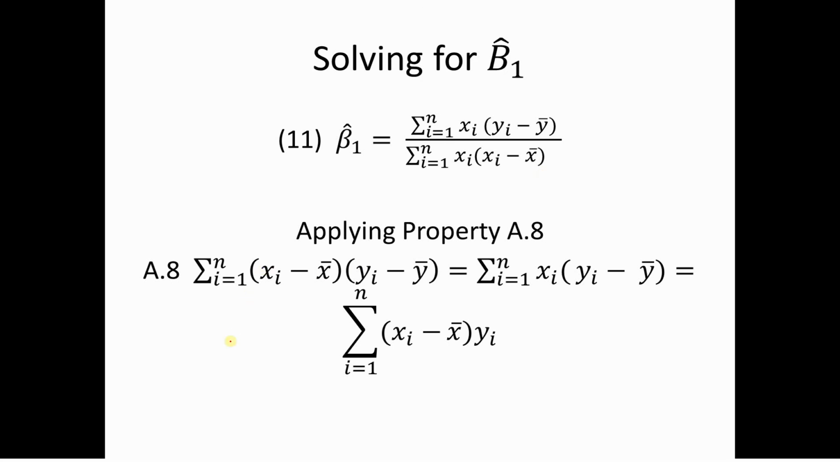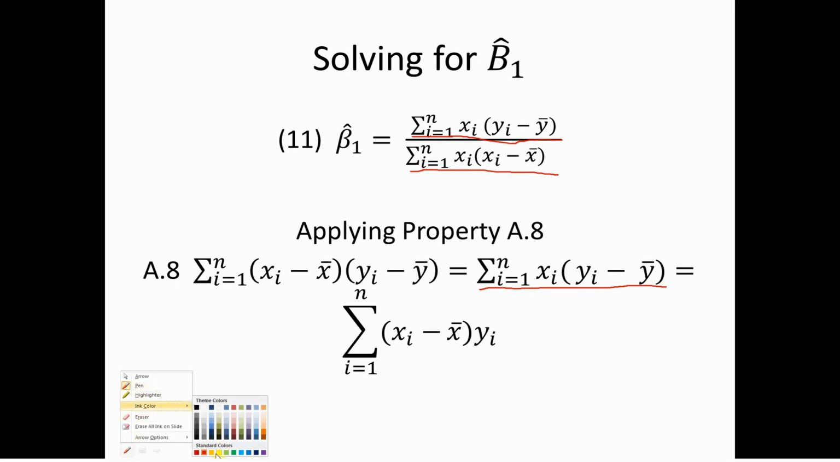So 8.8 tells us that all of these expressions are the same. What I'm going to be concentrating on here are these underlined parts, because that's the same as the second expression in property 8.8. I'm going to use a different color. And what we're going to do here is replace what's underlined in red with what's underlined in orange. And I'll explain this property in a later video so you can understand how 8.8 is true.